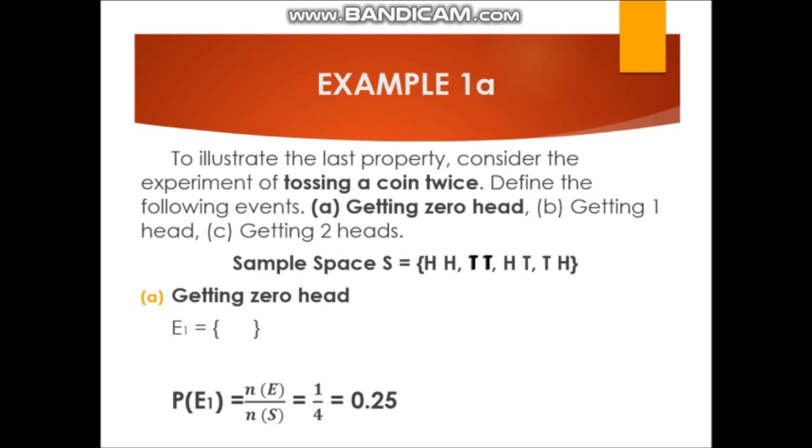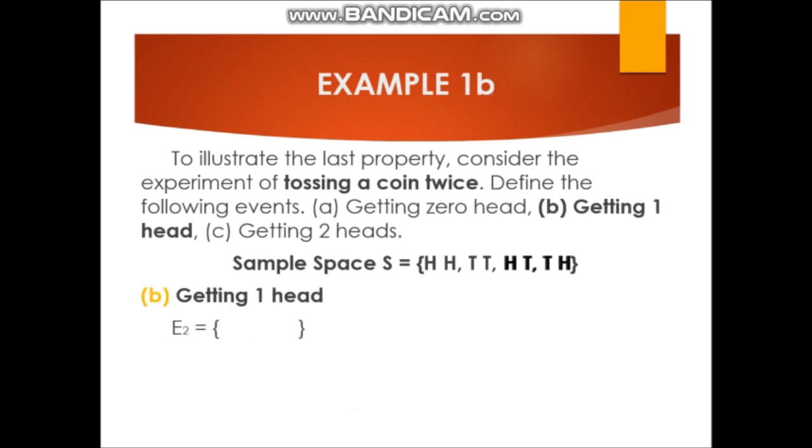Getting 0 head in tossing a coin twice, we have 4 sample space. But then out of 4 sample space, isa lamang ang element na walang head, which is tail-tail. So our event or number of event is only 1. So therefore, in getting the probability of event of getting 0 head, we have number of event is 1 and number of sample space is 4. So therefore, we have 0.25 value in getting 0 head.